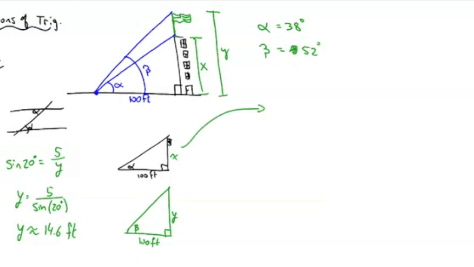Okay, so you set up the first triangle. What's the setup for the first triangle? Your angle is 38 degrees, so you say tangent of 38 degrees, because x is opposite over 100, the adjacent. So you get x over 100, and x here is going to equal 100 tangent of 38.